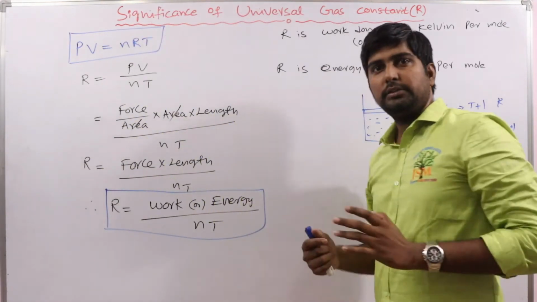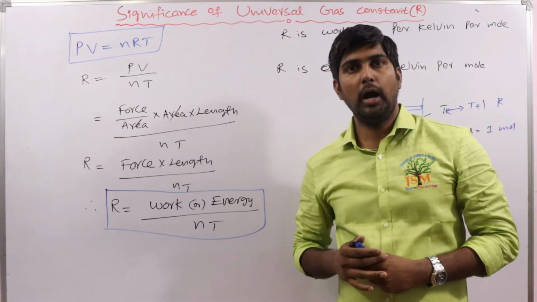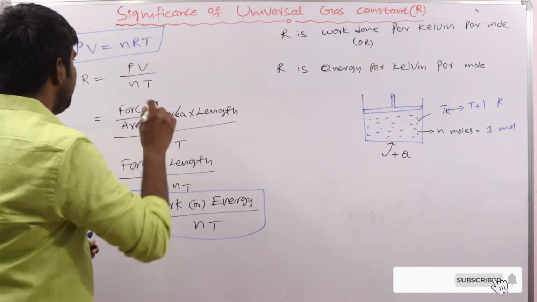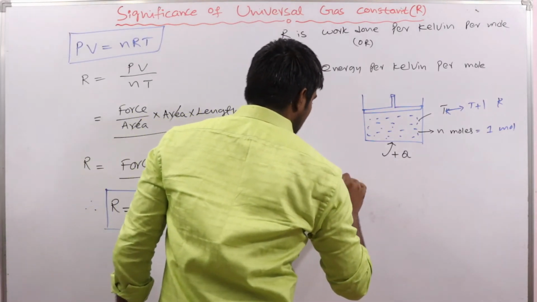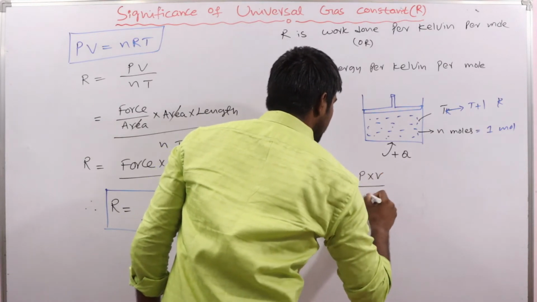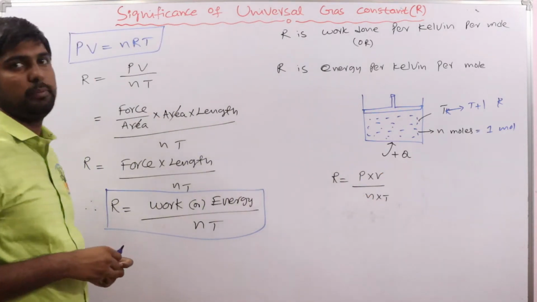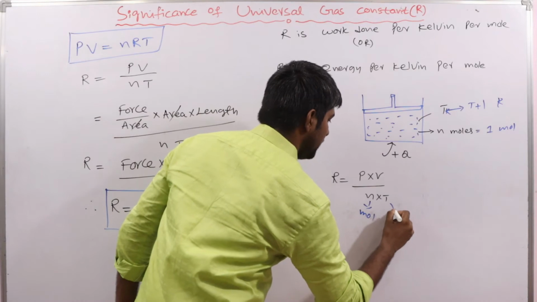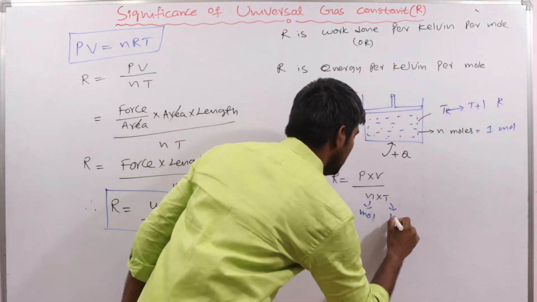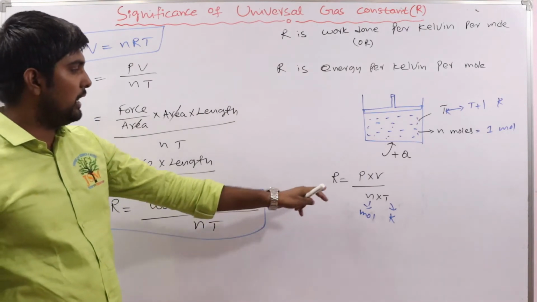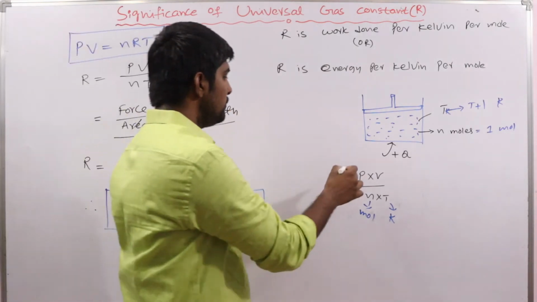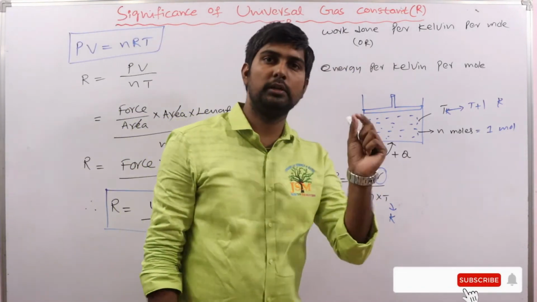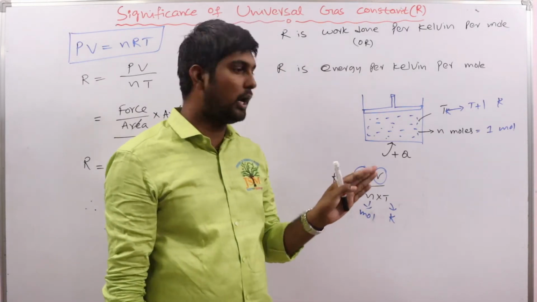Now let us see what the value of R is. One important thing you should remember: from this expression, R is equal to P into V by N into T. For N, the units are always mole. Temperature we always consider in the Kelvin scale. The value of R depends on the units of pressure and volume which we are taking.